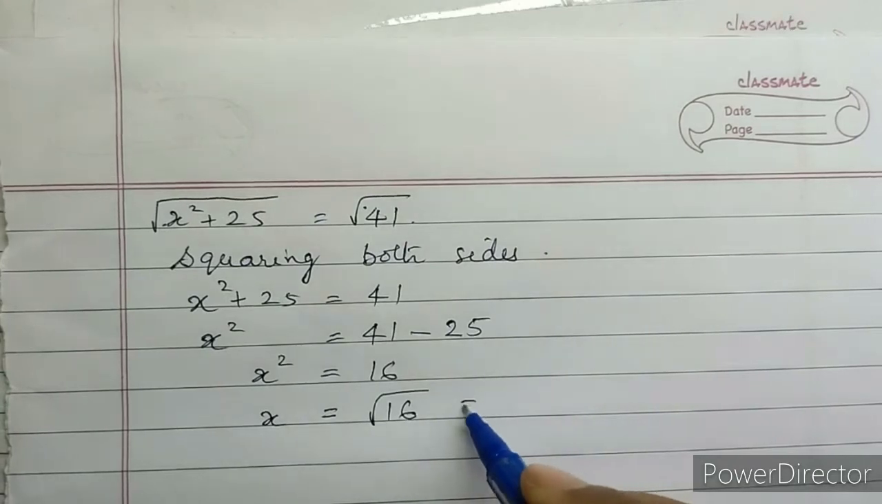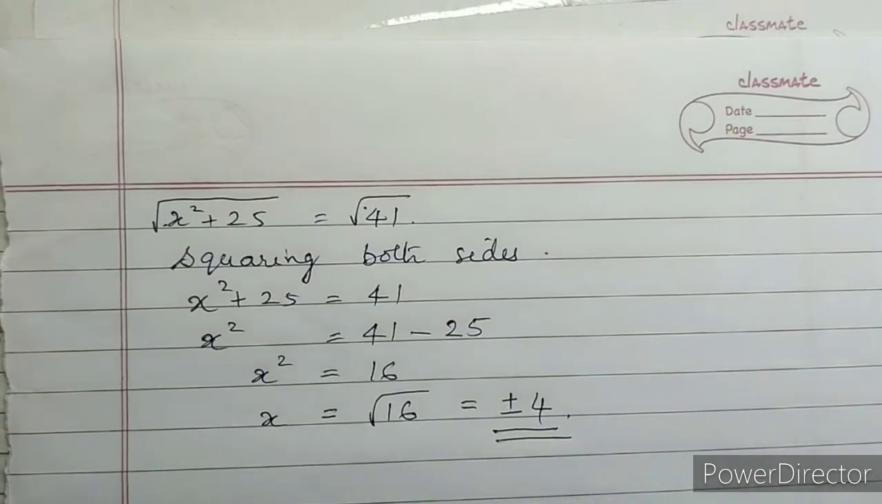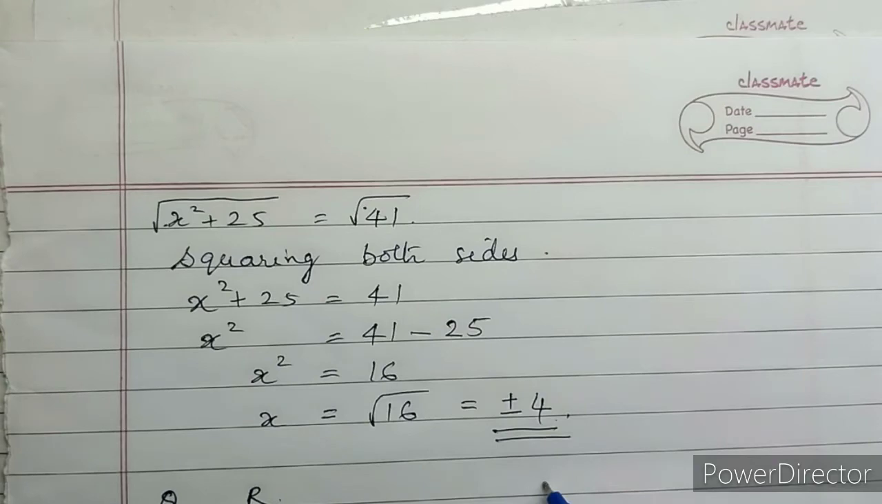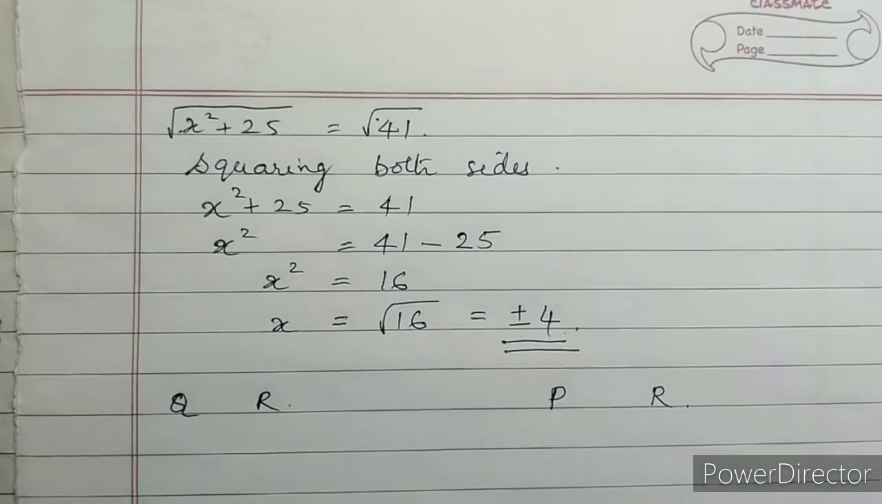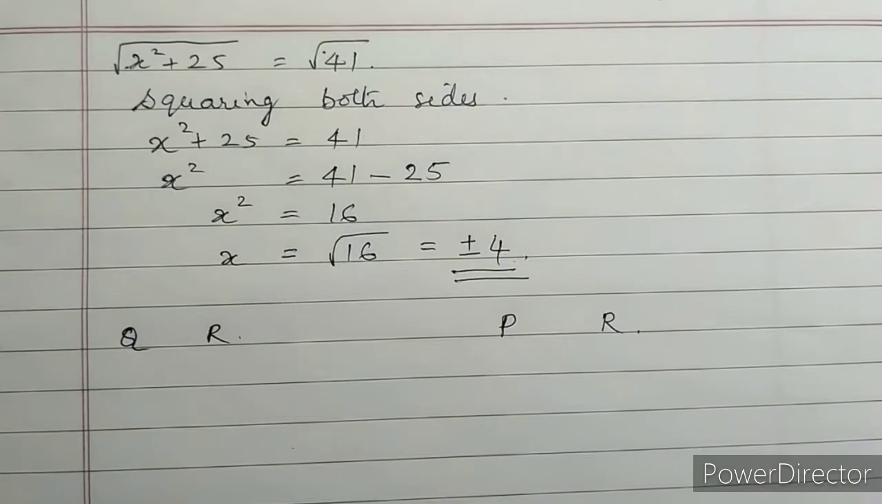Square root of 16, what you should write? You have to write plus or minus 4. So plus 4 also answer, minus 4 also answer. So x value you got plus or minus 4. Now what you have to find? You have to find the distance QR and PR. QR, when you take Q and R points. When PR when you find, you have to take P and R. So x1, y1, x2, y2 you have to use, use the distance formula and find QR and PR. That you can do it yourself.